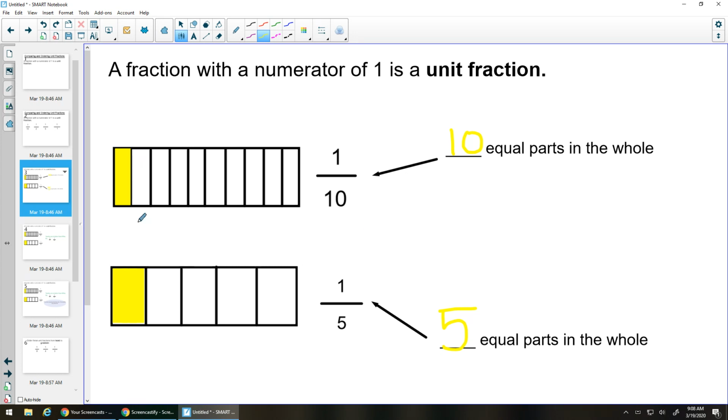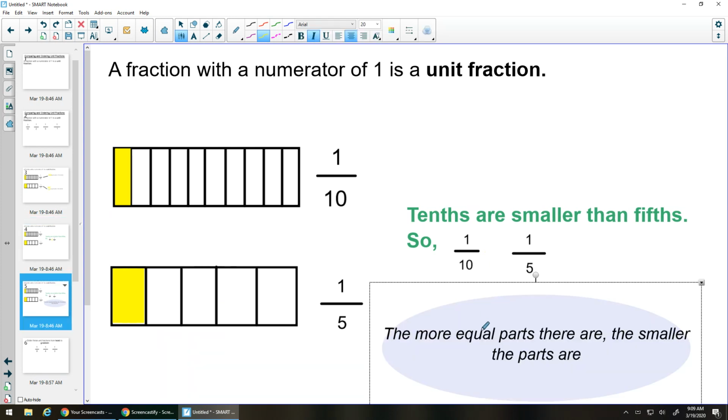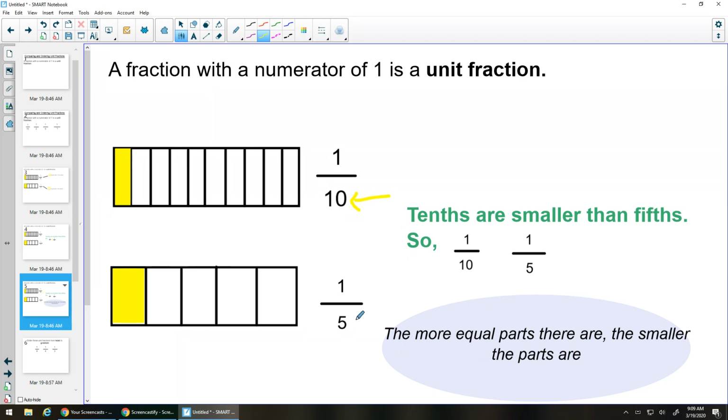Here we can quite easily see which is greater and which is less. Tenths are clearly smaller than fifths. So 1/10 is less than 1/5. A great general rule to make is the more equal parts there are, in the case of 1/10, 10 being more than 5, the smaller the parts are. So let's try this again with 3 different unit fractions.